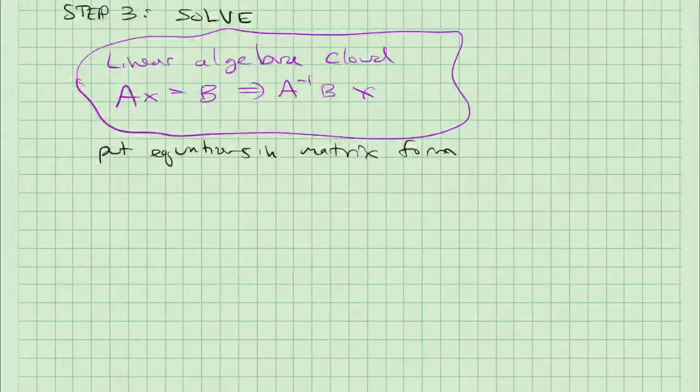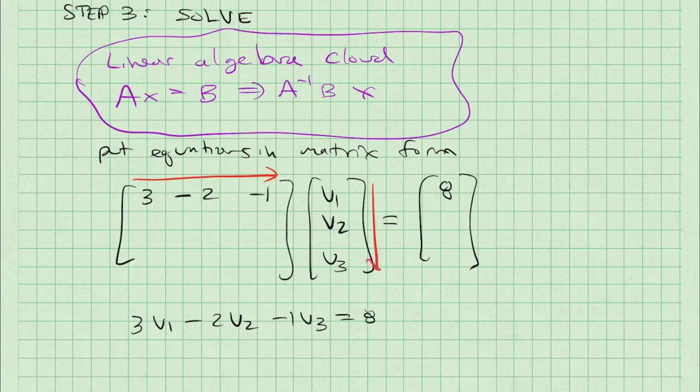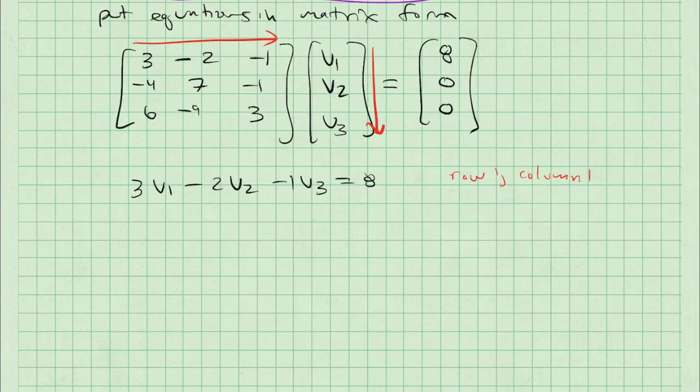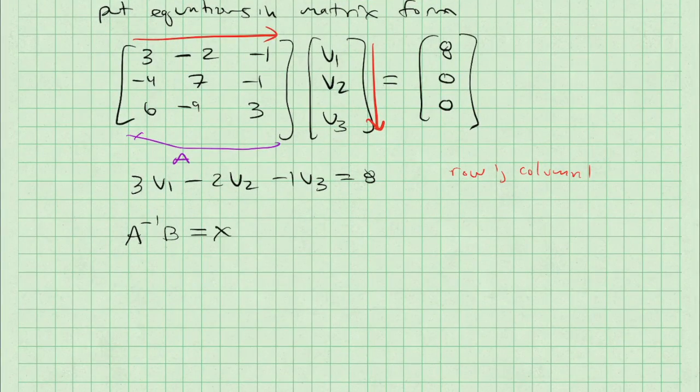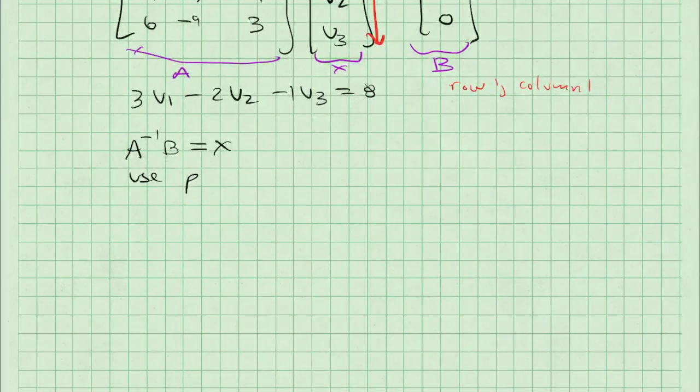The first equation is 3V1 minus 2V2 minus V3 equals 8. So in the matrix A, I'll write 3, negative 2, negative 1. If x is equal to V1, V2, V3, then matrix multiplication yields this exact equation. Similarly, I can plug in negative 4V1 plus 7V2 minus V3 equals 0, and 6V1 minus 9V2 plus 3V3 equals 0. The first matrix is the matrix A. My variables I'm looking for are x, and b are the answers on the right hand side of the equal sign. And I know that A inverse times b is equal to x.